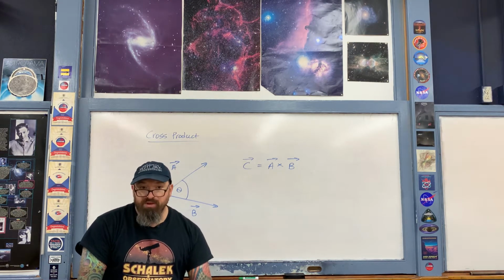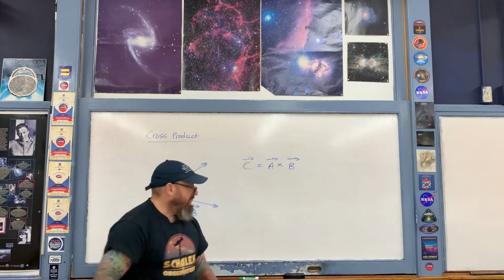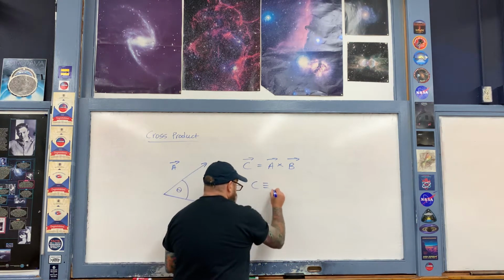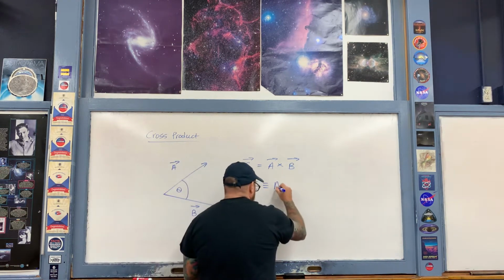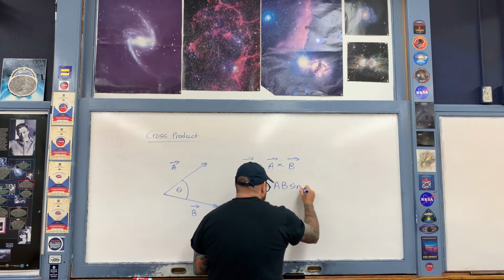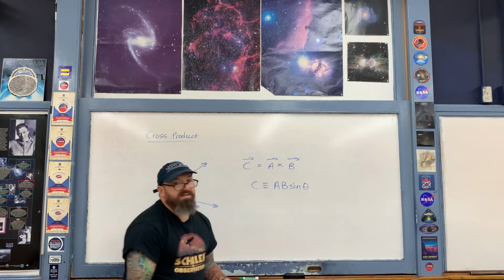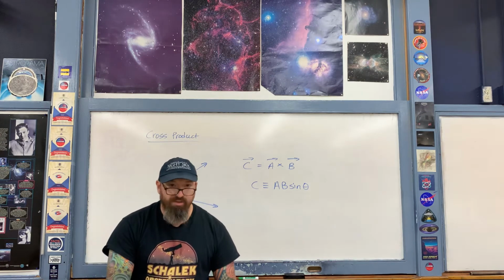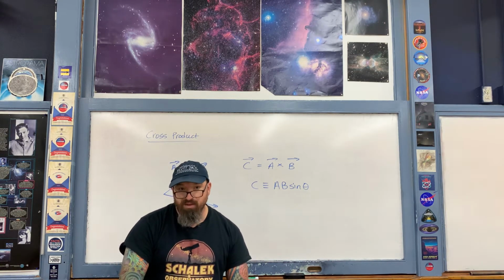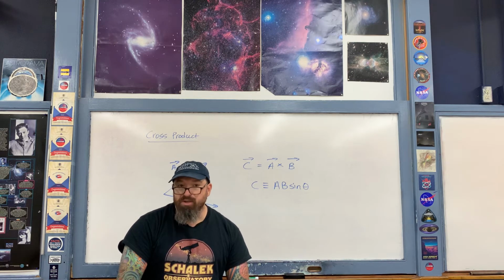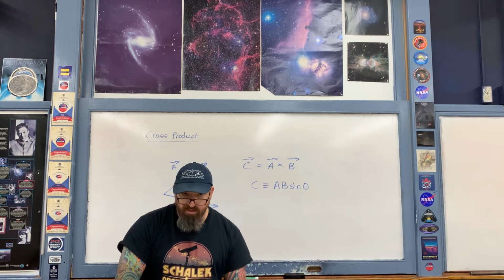Okay, now first of all, the vector C's magnitude. The vector C has a magnitude which by definition is equal to the following. We take the magnitude of A, multiply it by the magnitude of B, and then multiply it by the sine of the angle that is formed between the two vectors. Recall that the dot product is in terms of the cosine of the angle. This particular form of multiplication is the sine of the angle.